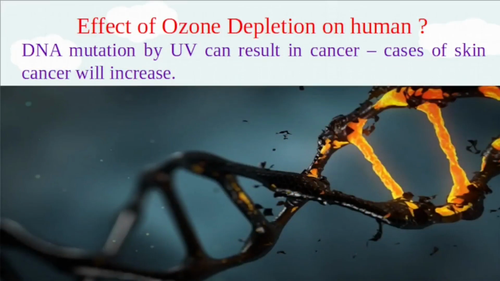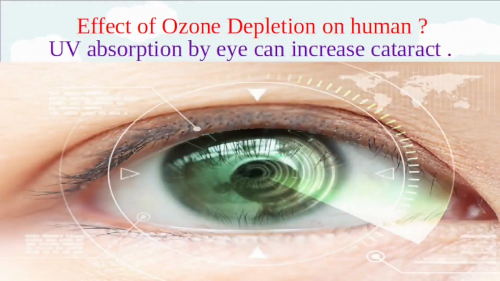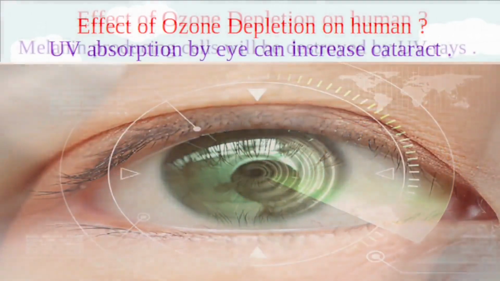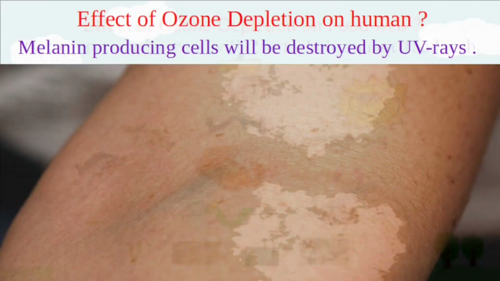Cases of skin cancer which do not cause death but cause disfigurement will increase. Easy absorption of UV rays by lens and cornea of eye will increase incidence of cataract. Melanin producing cells of the epidermis will be destroyed by UV rays resulting in immunosuppression. Fair people that cannot produce enough melanin will be at a greater risk of UV exposure.